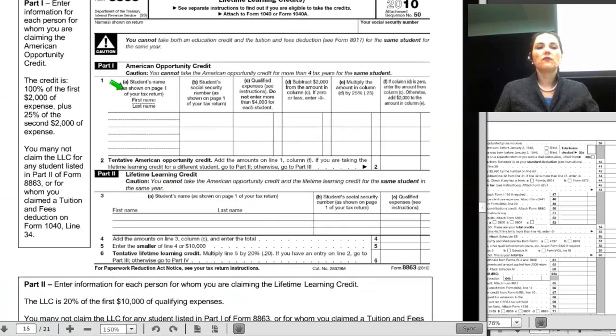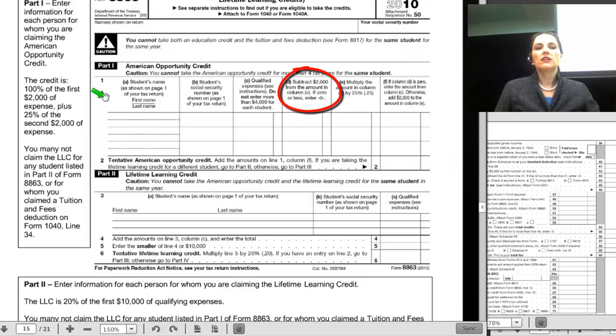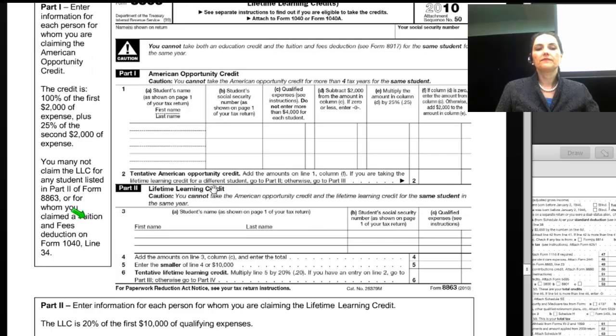Let's take a look at Part 1 of Form 8863. You use Part 1 to enter information for each person for whom you are claiming the American Opportunity Credit. The credit is 100% of the first $2,000 of expenses and 25% of the second $2,000 of expenses. The maximum credit per student is $2,500. You may not claim the American Opportunity Credit for any student listed in Part 2 of Form 8863 or for whom you claimed a tuition and fees deduction on Form 1040, line 34.